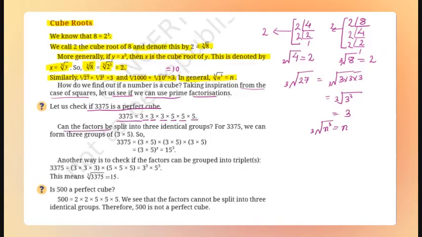Now can the factors be built into 3 identical groups? For 3375 we can form 3 groups of 3 into 5. आप ये वाले 3 को और ये वाले 5 को एक साथ लिख लो. Similarly, make the other 3 and 5 a group and then make another 3 and a 5 a group. So can we write it as (3 times 5) और इसकी power 3? That means 15 to the power of 3.